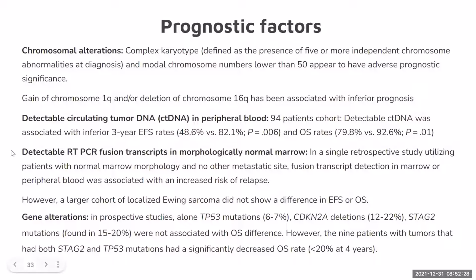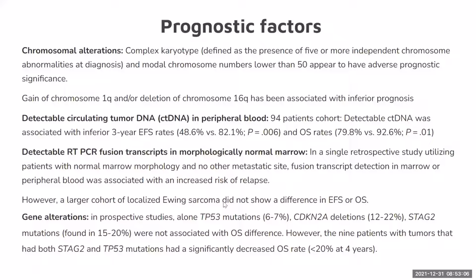As we saw, there are other chromosomal alterations also found in Ewing sarcoma. Do they affect the prognosis? Not much, but gain of chromosome 1 and/or deletion of chromosome 16 have been associated with inferior outcomes. Those who have circulating DNA detectable in the peripheral blood, in this 94 patient cohort, showed inferior EFS and OS. Those who have detectable RT-PCR in the bone marrow, in a small retrospective study, showed poor prognosis, but in the larger cohort, there was no difference in EFS and OS.